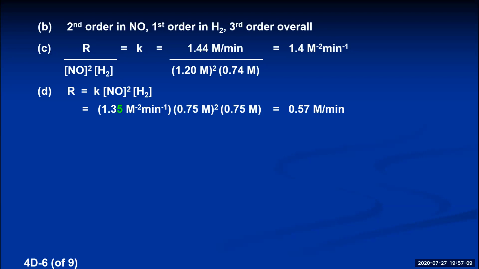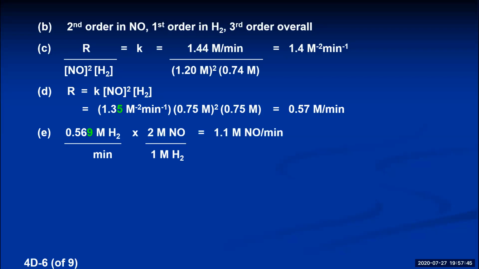E says what's going to be the initial rate of disappearance in molarity of NO per minute under the same conditions. So if we know the concentrations of the NO and the H2 are both 0.75 molar, and we knew the rate of the reaction in terms of disappearance of hydrogen was 0.57 molar per minute, if I use a guard digit, 0.569 molar per minute, I can use the balanced equation to convert this from the rate of disappearance of hydrogen to the rate of disappearance of nitrogen monoxide because they're in a 2-to-1 ratio. It's 2 moles of nitrogen monoxide reacting with 1 mole of hydrogen. So multiply that by that ratio, and the rate of disappearance of nitrogen monoxide will be 1.1 molar per minute.